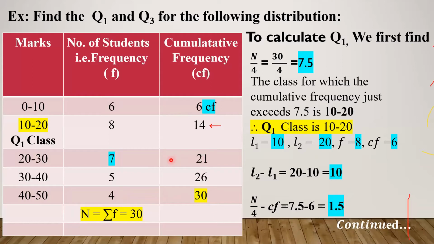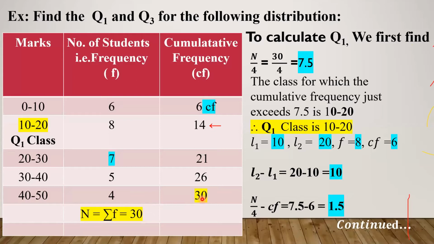The second step is to find the value of n. So what is n? You know, summation of f. So it is giving me 30. This and this should match. So my 2 steps are over.